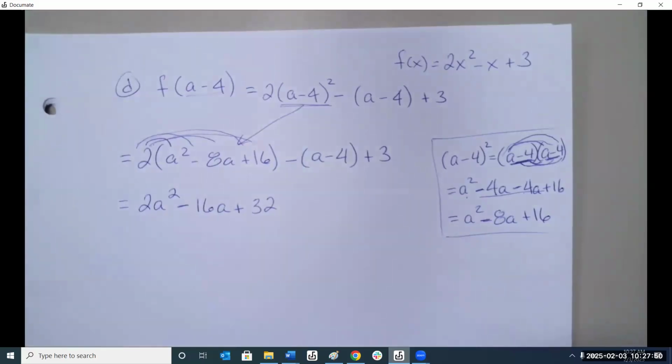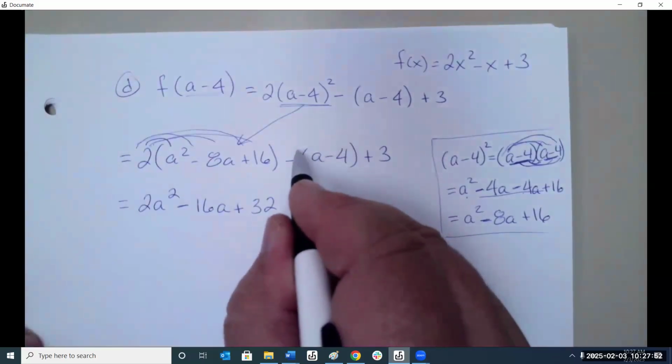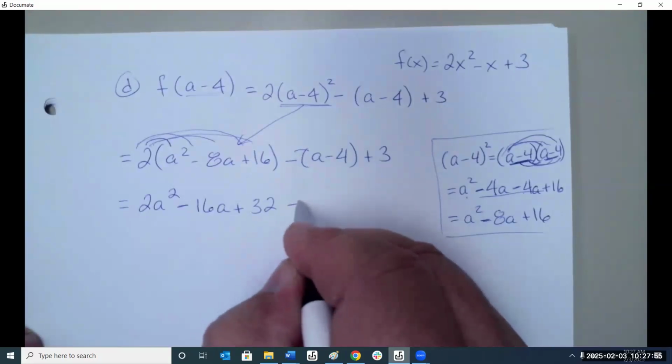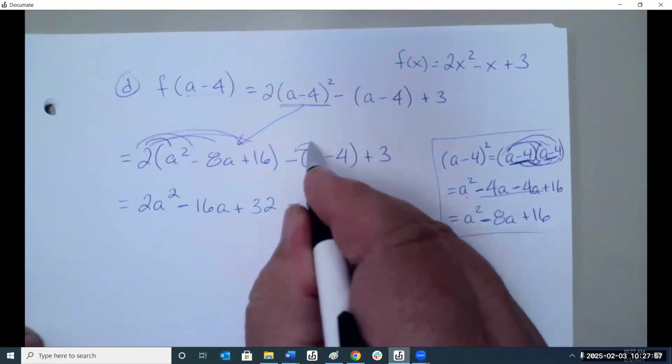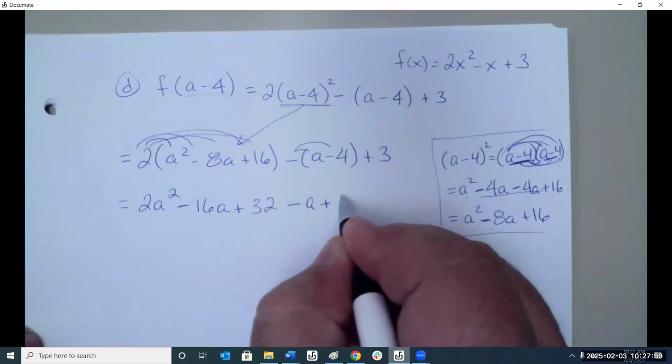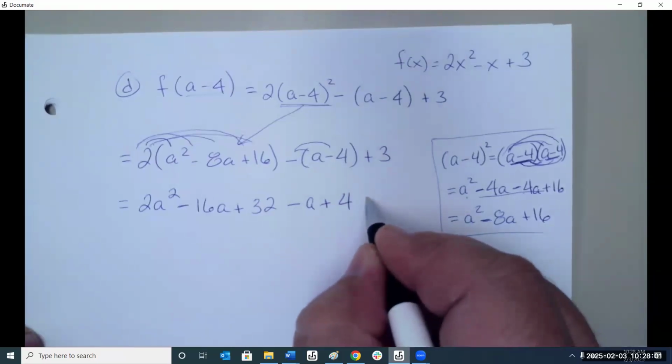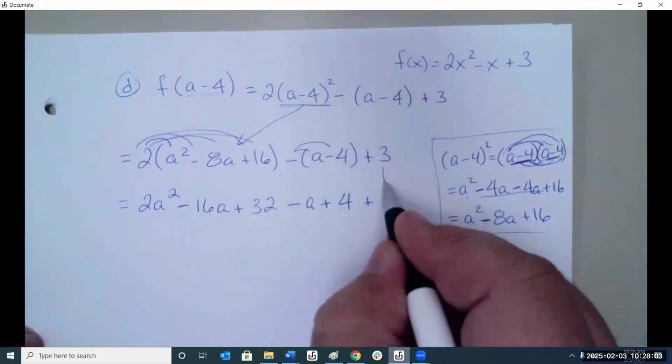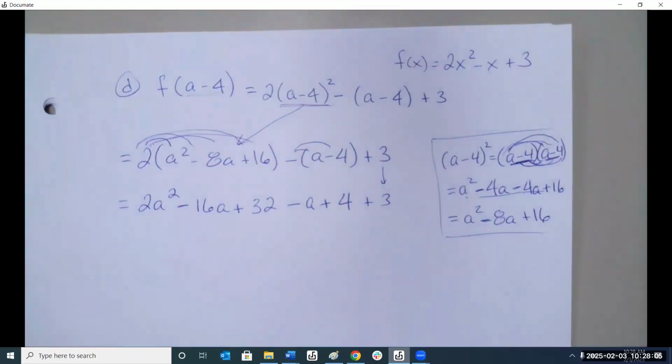Remember, treat the numbers and the signs separately. Negative times positive is negative a. Negative times negative is positive 4, plus 3. All the parentheses are gone. So we do what next?